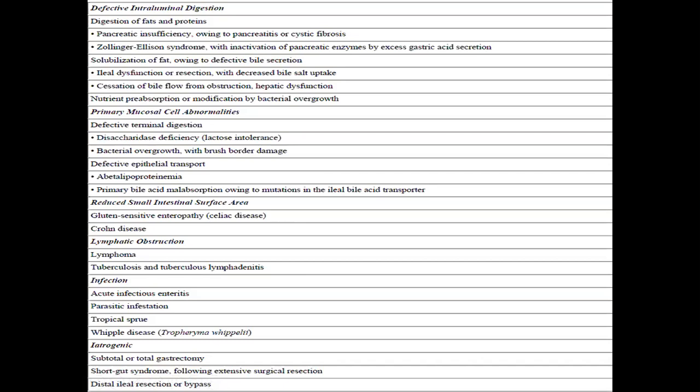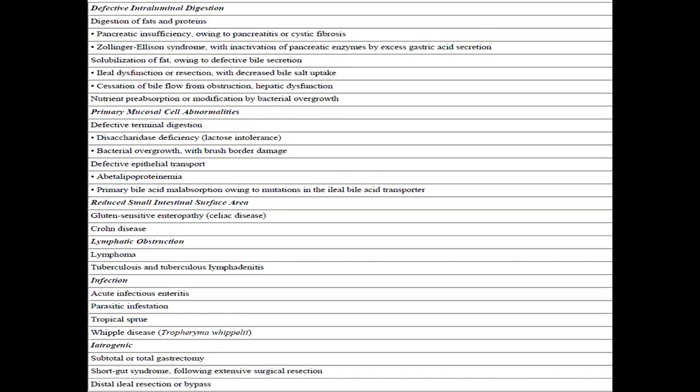Then solubilization of fat may be defective owing to defective bile secretion. Or there may be ileal dysfunction or resection with decreased bile salt uptake. There may be cessation of bile flow from obstruction, that is, hepatic dysfunction, and nutrient pre-absorption modification by bacterial overgrowth. Then there may be primary mucosal cell abnormalities.